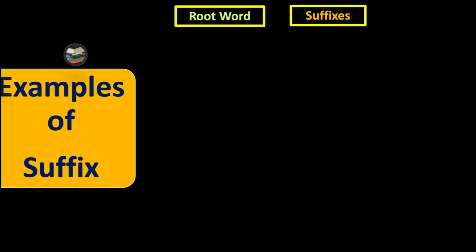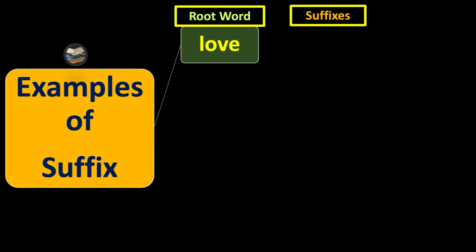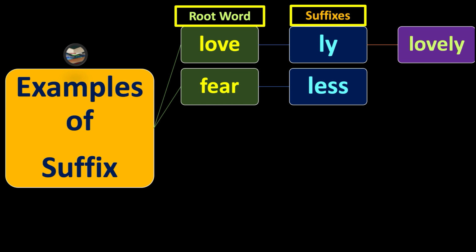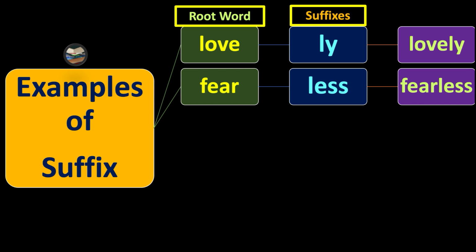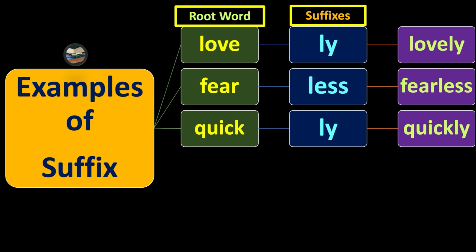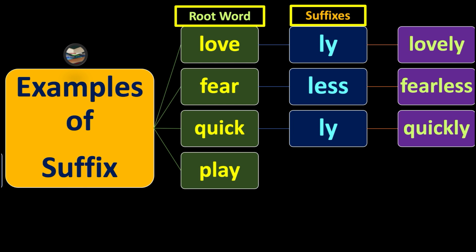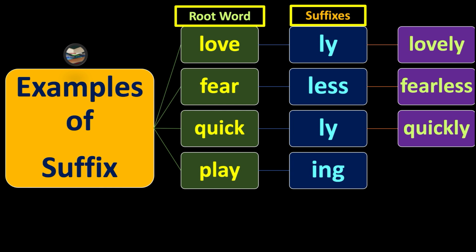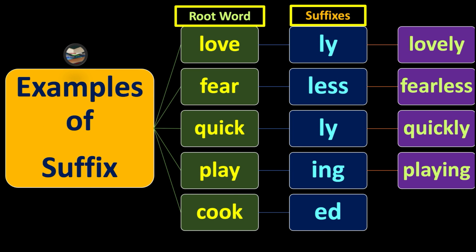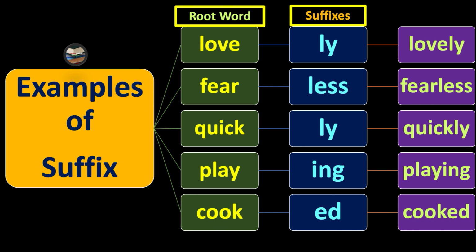Let's see examples about suffix. We have the root word love, and we add a set of letters ly at the end of this root word, and we have a new word lovely. Likewise, fear, less, and then we have a new word fearless. We have the root word quick, we have suffix ly, and then we have a new word quickly. Play, the root word, we put suffix ing, and then we have a new word playing. Now cook, we put suffix ed at the end, and then it becomes cooked. So we have the examples of suffixes in this way.